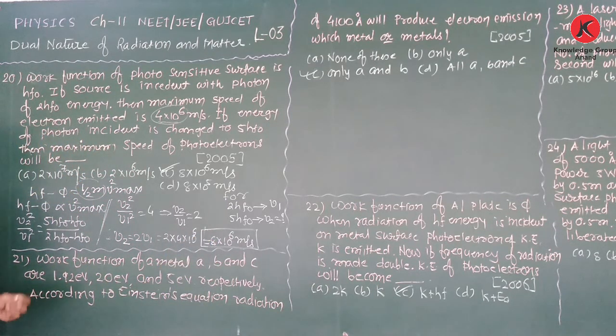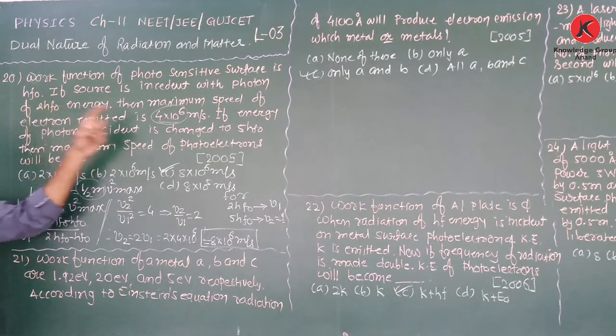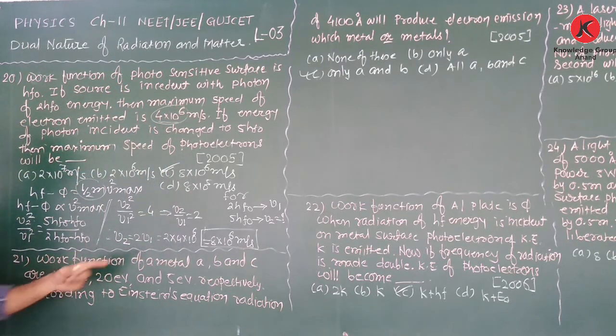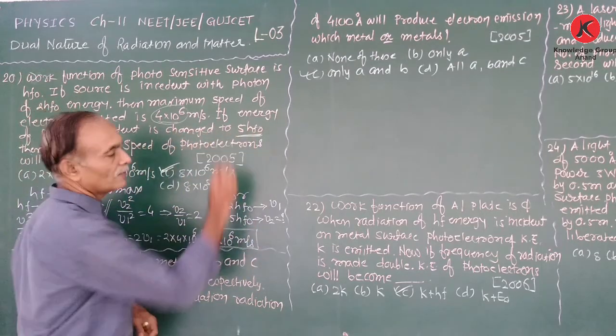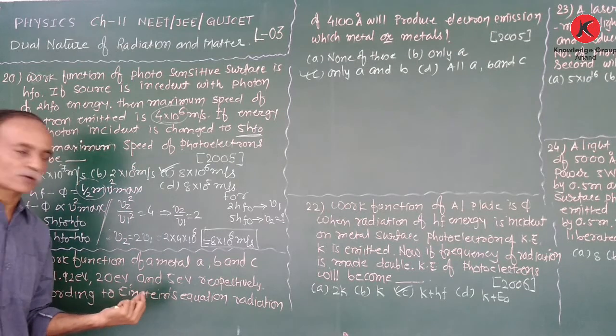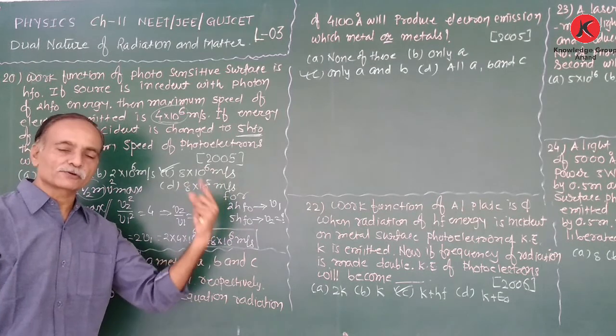Again, friends, we are using Einstein's equation for photoelectric emission. Now, hf minus phi is equal to half m v square maximum. Half m is constant, therefore hf minus phi is directly proportional to v square maximum. Now, we have the energy of the photon as 2hf0, at that time the maximum speed of the photoelectrons is v1, that is given as 4 × 10^6. Now, if the energy of the incident photon is 5hf0, what is the maximum speed of the photoelectrons? At that time the maximum speed is v2, we have to find v2.